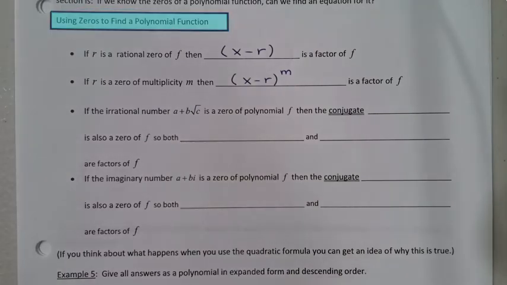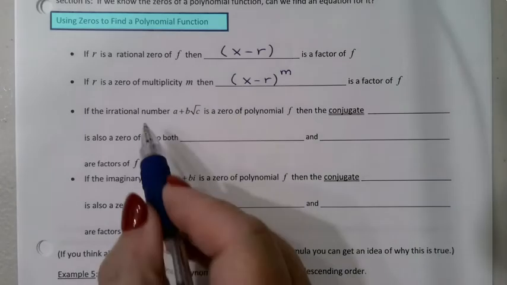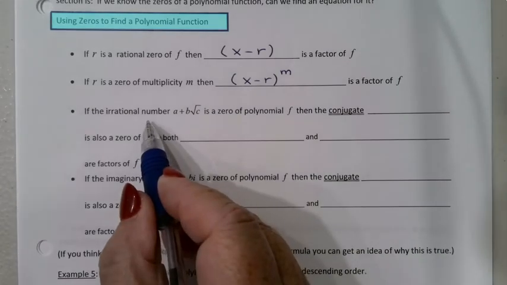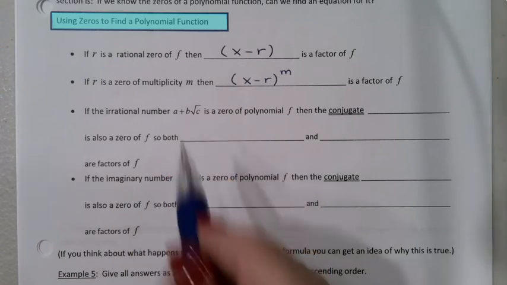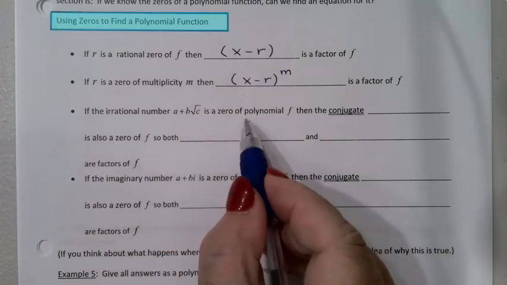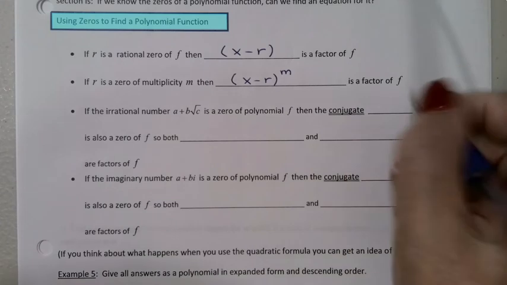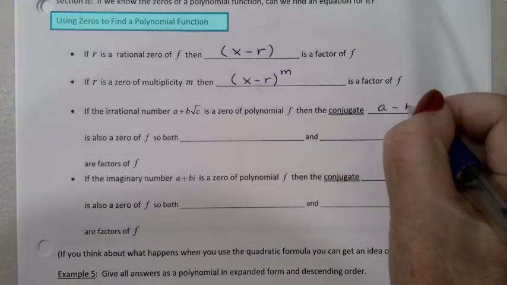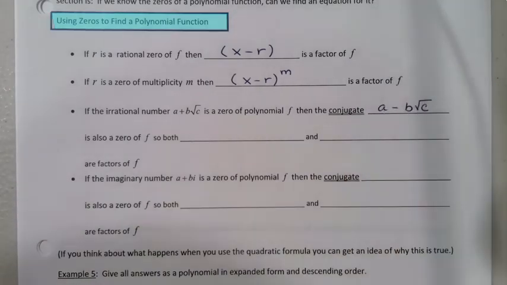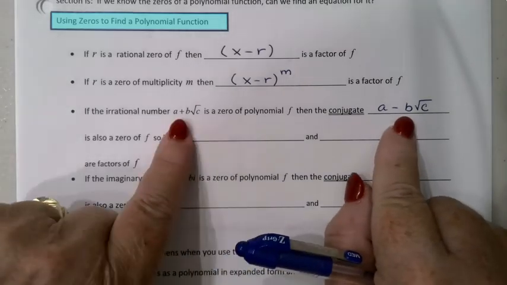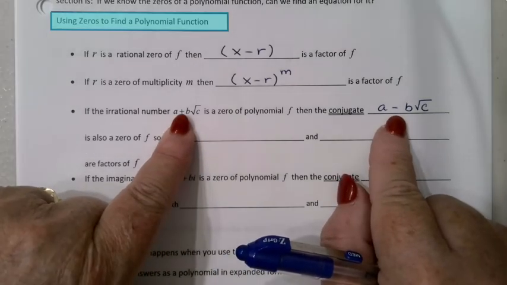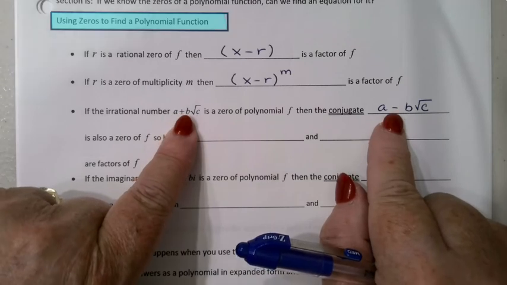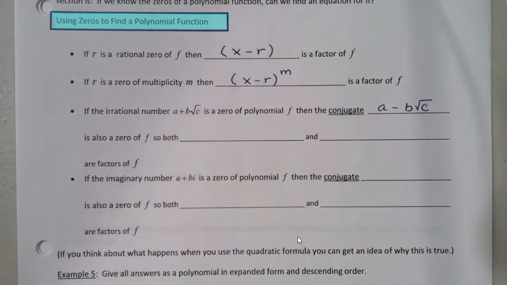All right, these next two take us back to when we were talking a bit more about our quadratic formula. If we have an irrational number, like a plus b square root c, as one of our zeros or one of our solutions, then the conjugate, a minus b square root c, is also a zero of f. So if you think about where this came from, this probably came from a quadratic formula, right? This is just the positive solution and the negative solution written separately.